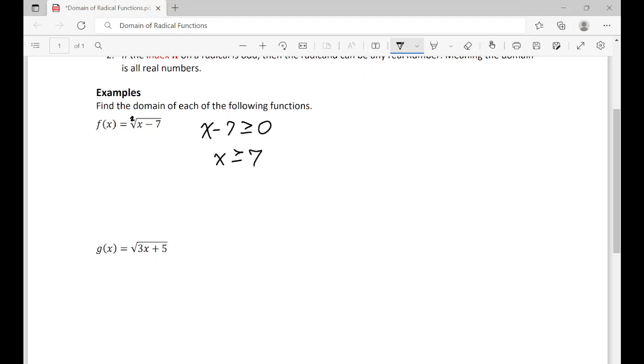So that means the domain of this function is going to be 7 to infinity. And that's it.